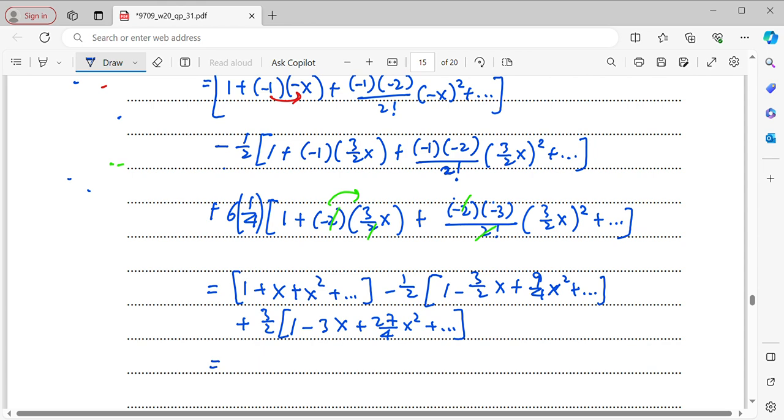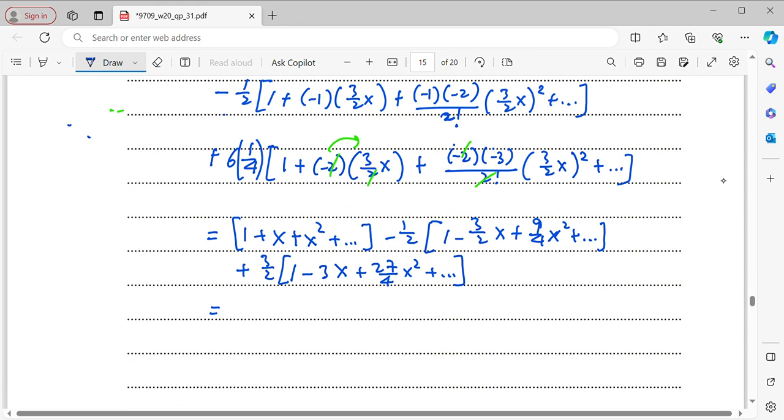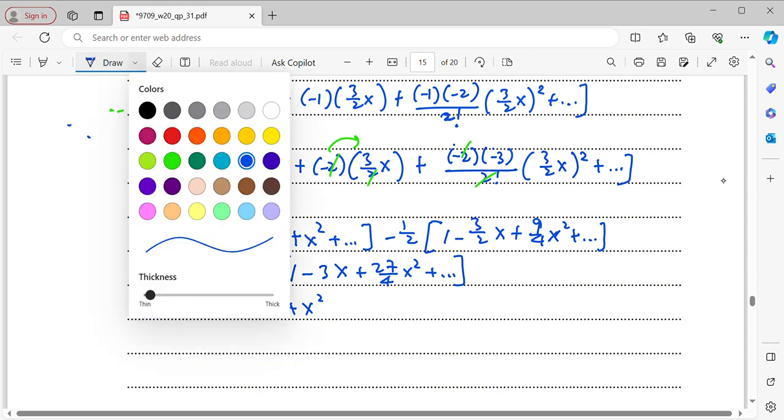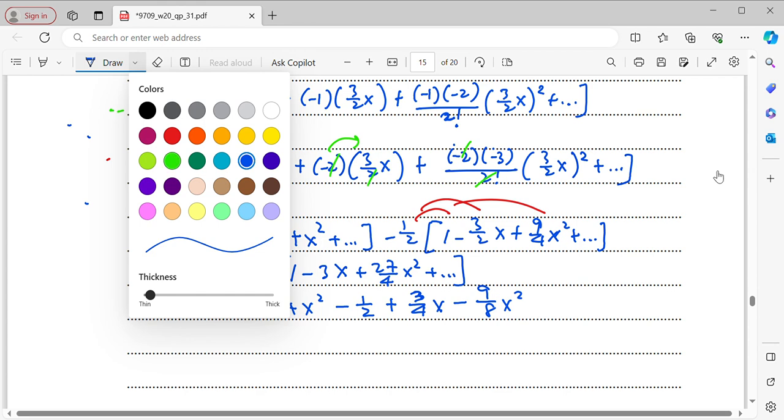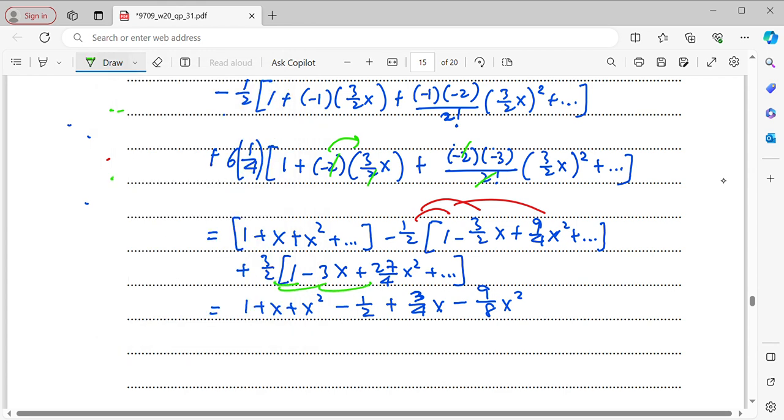Then now when we do expansion or open all the brackets, it will be 1 plus x squared. Then now you do expansion again, multiply in, that will be negative half plus 3 over 4 x minus 9 over 8 x squared. Then again here when you do expansion, I will get plus 3 over 2 minus 9 over 2x, then plus 81 over 8 x squared.